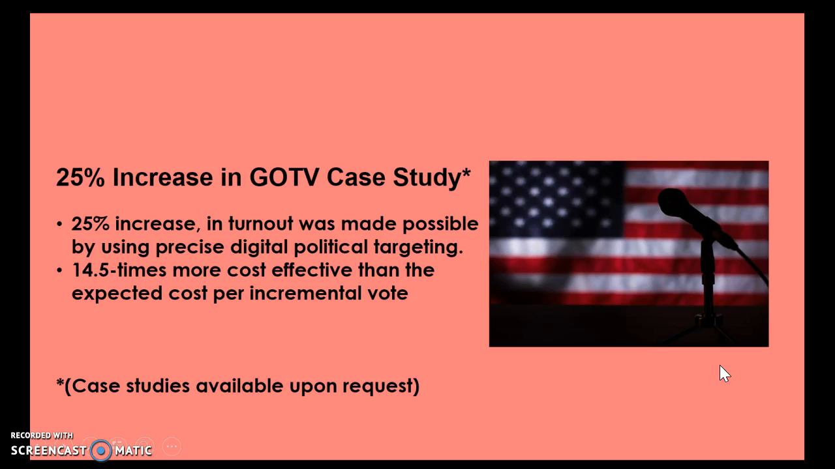All right, so a 25% increase in get out the vote. This was a case study that we did. We've done several, but this is just one particular one where we had a 25% increase in turnout. It was made possible by using precise digital political targeting, again, to the IP or household level. It was 15 times more cost effective than regular expected costs per incremental vote, based on various budgets associated with campaigns.